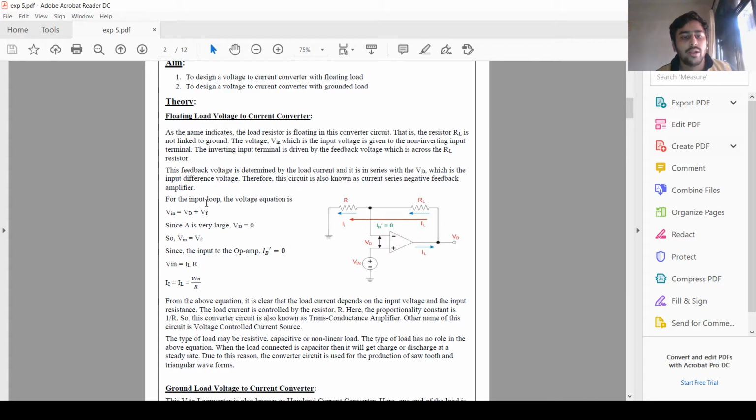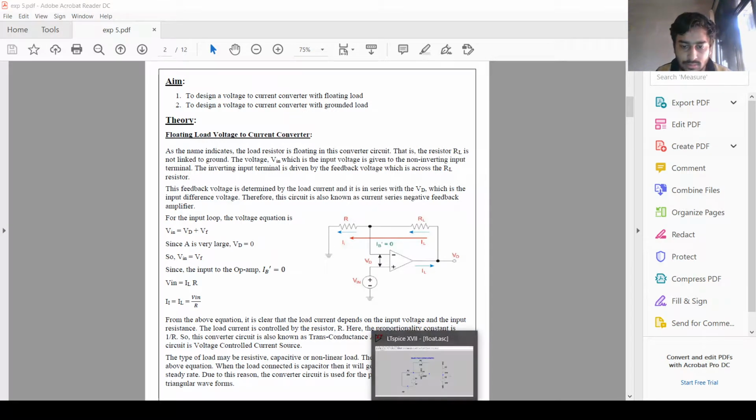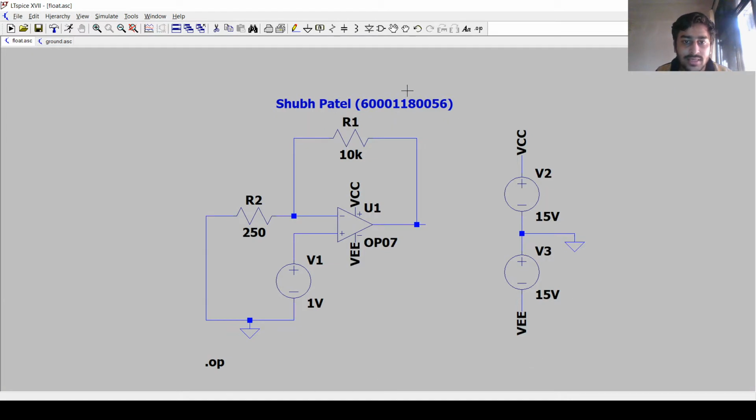This is the calculation for the floating load V2I converter. So the output current, which is IL, is equal to V in upon R, which means that it is independent of load resistor RL. Let's see whether this hypothesis is right or wrong by using LT-SPICE. I have already designed the circuit for the V2I converter for floating load potential. So the input resistor is 250 ohms.